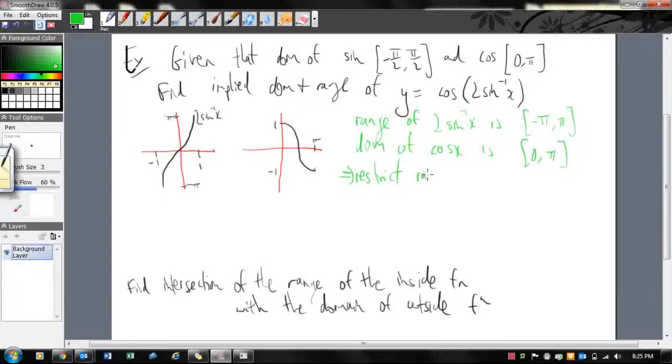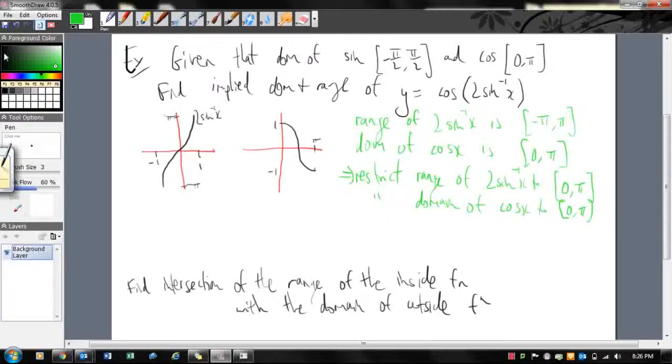So let's restrict the range of 2 sine negative 1x to where they overlap, from 0 to pi. That's where those two things are both defined. And this is the same thing as restricting the domain of cos x to 0 to pi. It's the same thing, and we just need to be aware that it's doing both of those things. Okay, fantastic. So I've restricted the range of 2 sine negative 1x to that.